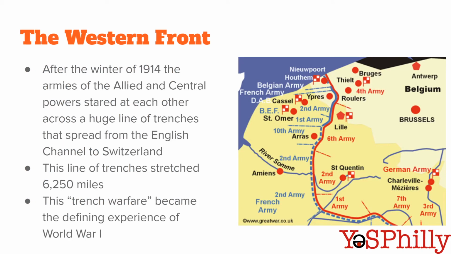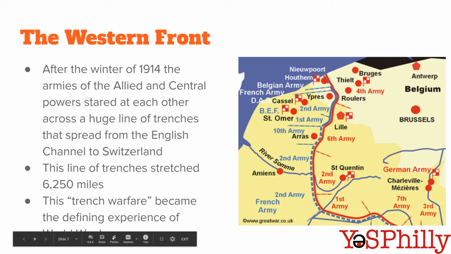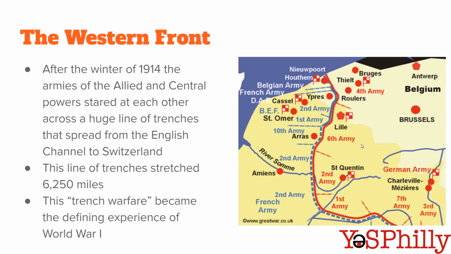All right? After the winter of 1914, the armies of the Allied and Central Powers stared at each other across a huge line of trenches that spread all the way from the English Channel up here in the north to Switzerland in the mountains down over here. That's 6,250 miles. That's huge. Imagine, the entire country of France is basically cut in half by these trenches.